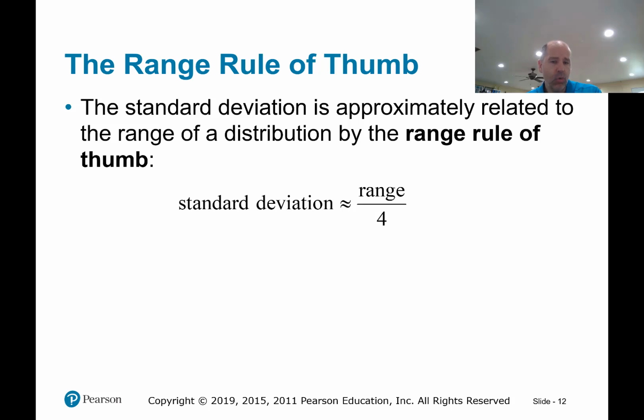So this will give us an idea. Like I said, it's a rule of thumb, but it really works more for symmetric data than it does with skewed data. But nonetheless, it will give us a rule of thumb. So anytime we want to estimate what the standard deviation is, one starting point would be to take the range and divide by 4.